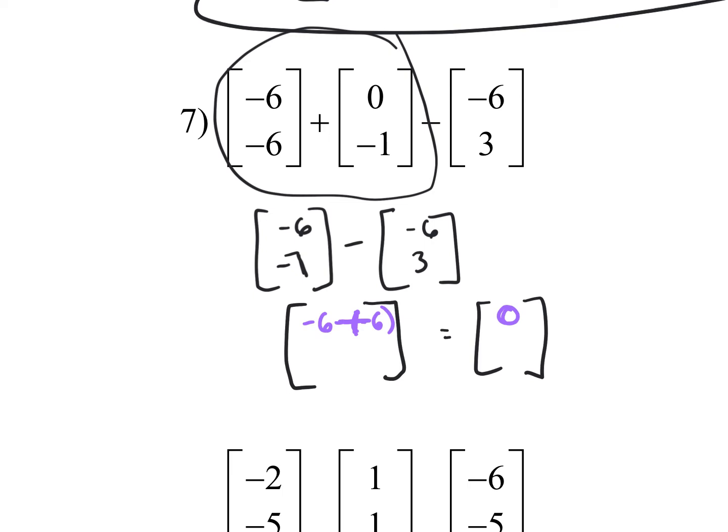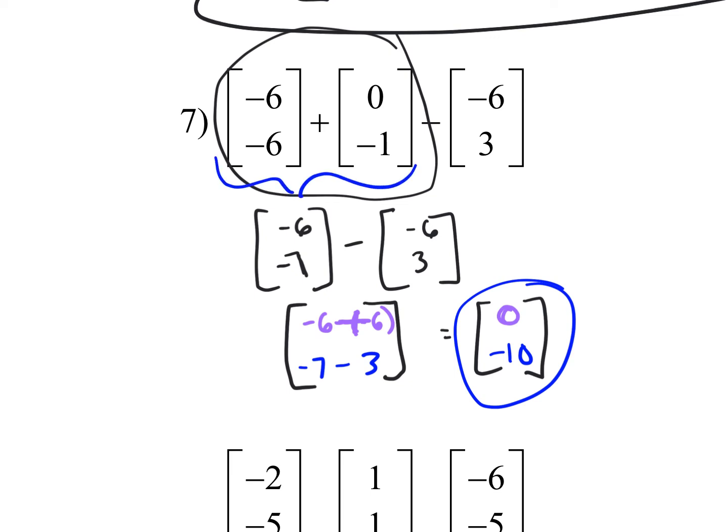And then you do negative 7 minus 3. What's negative 7 minus 3? Negative 10. Awesome. So you do the first 2 first, and then do the second one.